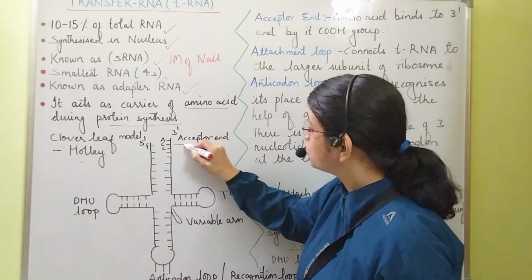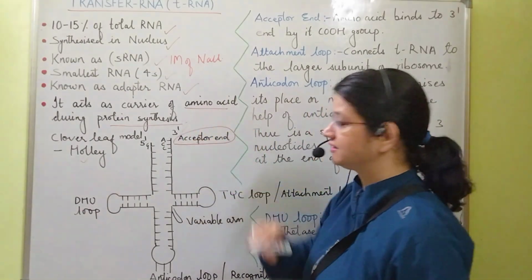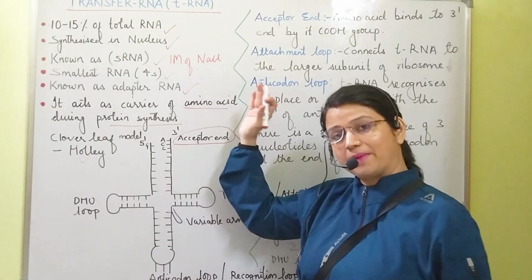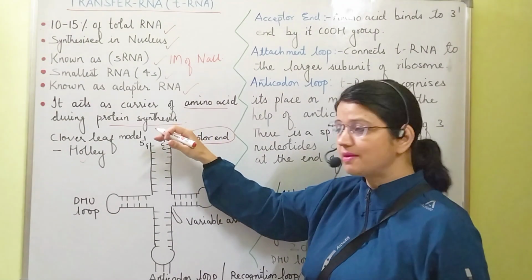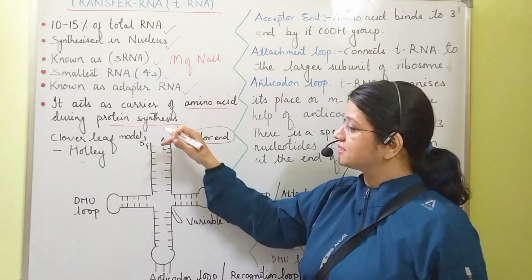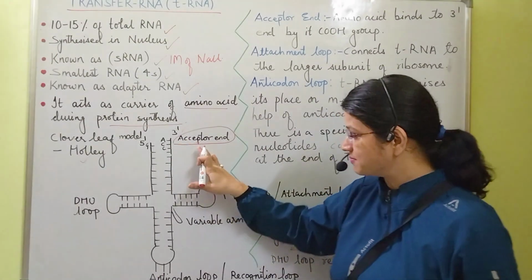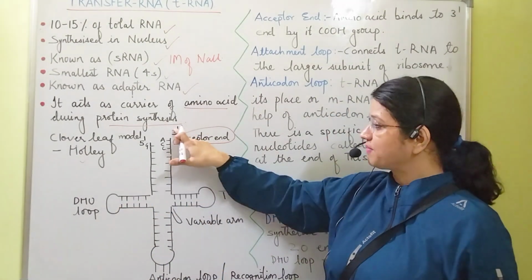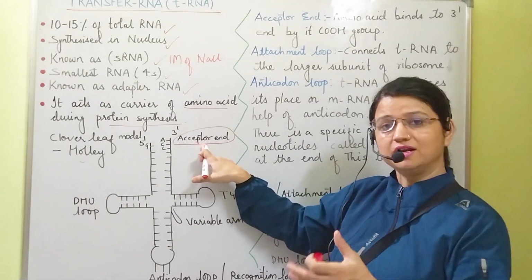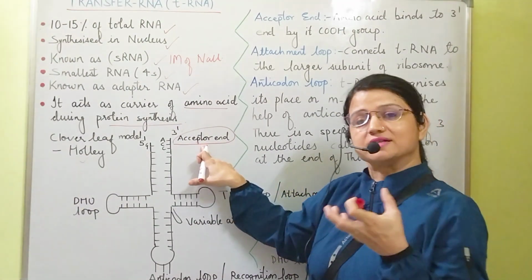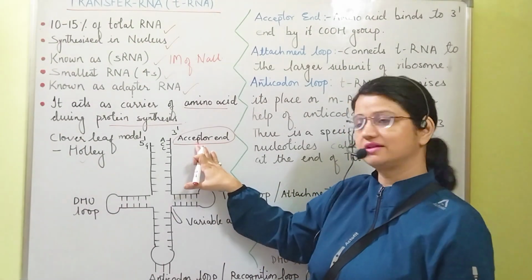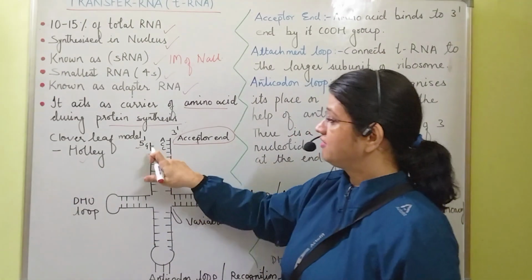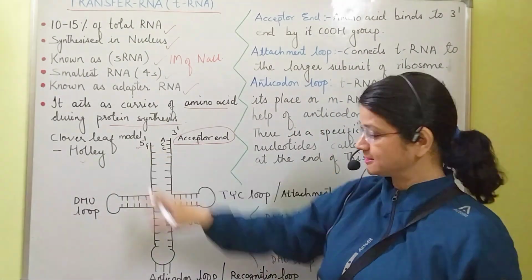And this end is known as the acceptor end. Why is it known as the acceptor end? Because the amino acid will bind at the 3' end. So that's why it is known as the acceptor end. You have to remember the names of the different loops and the ends. So the 3' end is the acceptor end. It will accept the amino acid, or you can say the amino acid will bind at the 3' end. This is the 5' end where we can see guanine is present.